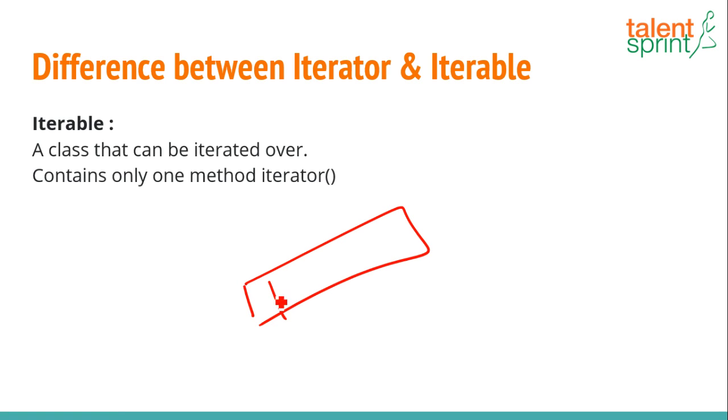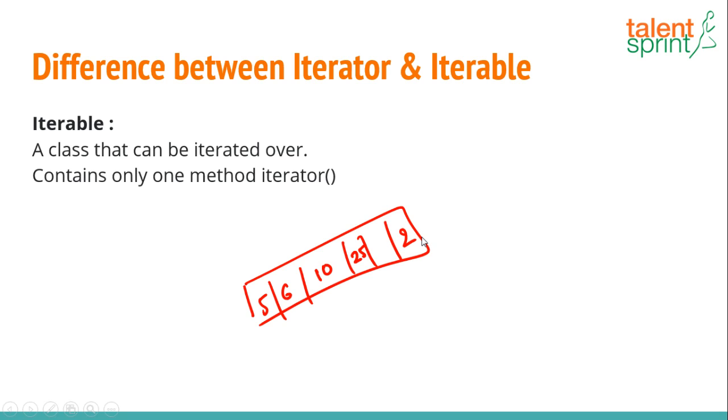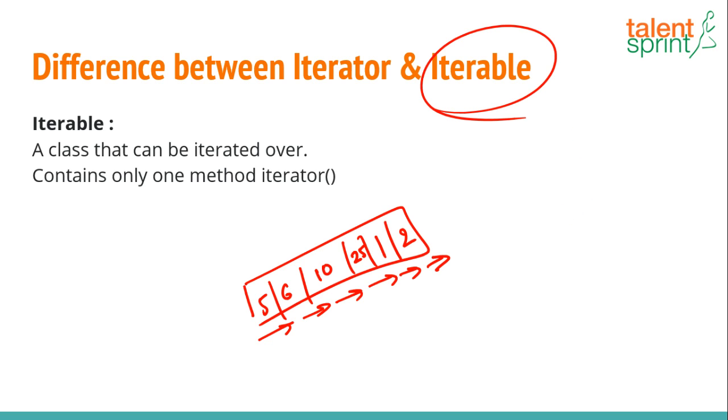So let's say we have this array list with some elements, say 5, 6, 10, 25, 1 and 2. So if this is extending Iterable, it means we can move through this list one element after another. That is the simple purpose of Iterable. Okay, and it contains just one method, that is iterator.